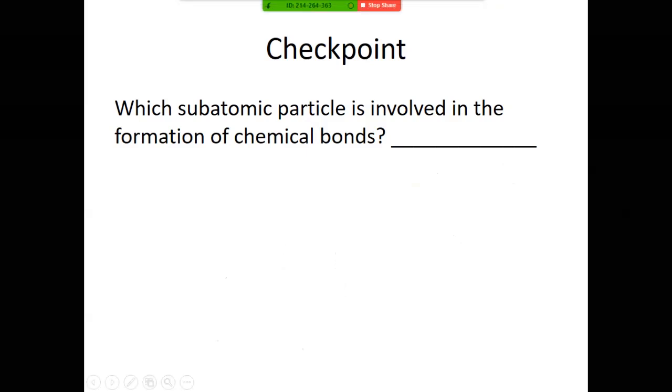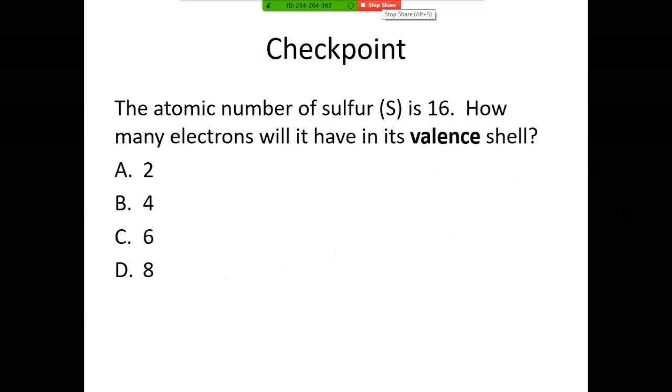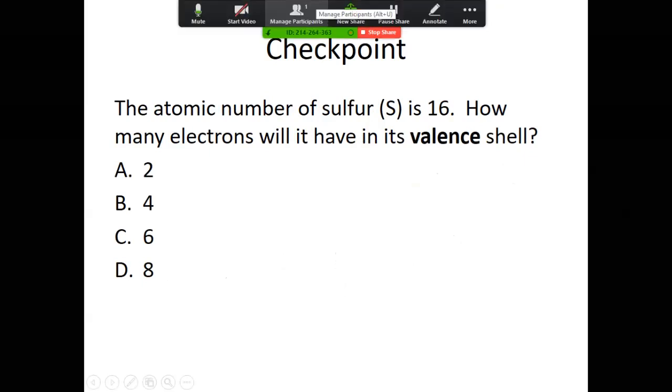All right. Another question for us. Sulfur has an atomic number of 16. I want you to practice drawing sulfur and tell me how many electrons are in its valence shell.